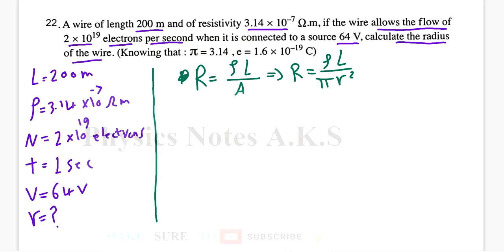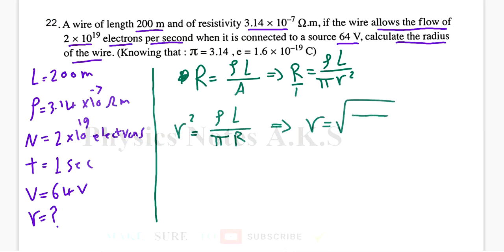Now I need to make r squared the subject. I hope you know how to do this from math. Of course, I have here 1, and I do cross multiplication, I'll get r squared equals rho L over pi multiplied by resistance. In order to find the r, I take the root of the fraction, rho L over pi R. Okay? Now, I have the rho, I have the L, and of course I know the value of pi. But R, I don't have.